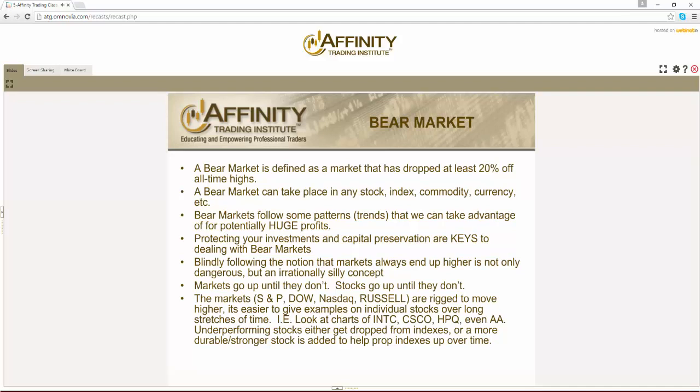Markets go up until they don't. Stocks go up until they don't. The markets, meaning the S&P, Dow, NASDAQ, Russell, the indexes, are rigged to move higher. It's easier to give examples on individual stocks over long stretches of time, i.e., look at charts of Intel, Cisco, Hewlett Packard, even Alcoa. Underperforming stocks either get dropped from indexes or a more durable, stronger stock is added to help prop indexes up over time.